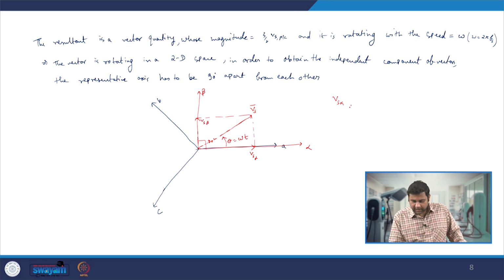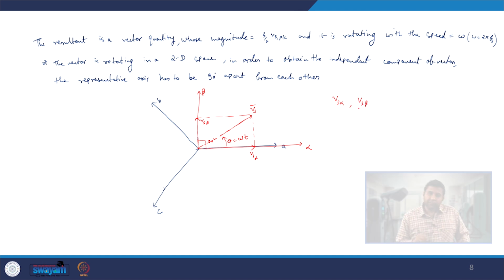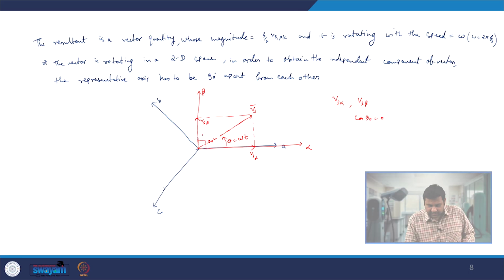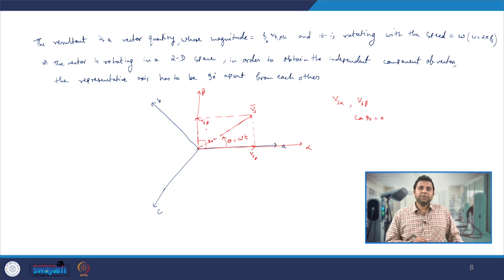So we have Vs alpha and we have Vs beta. Now if we take any projection of Vs beta onto the Vs alpha, or any projection of Vs alpha onto the beta axis, the projection is 0 because cos 90 is equal to 0. So if we take the projection of the Vs space vector along the alpha axis onto the beta axis, it is nothing but Vs alpha cos 90, which is 0. And if we take the projection of the beta axis along the alpha axis, that means Vs beta cos 90, is again 0.